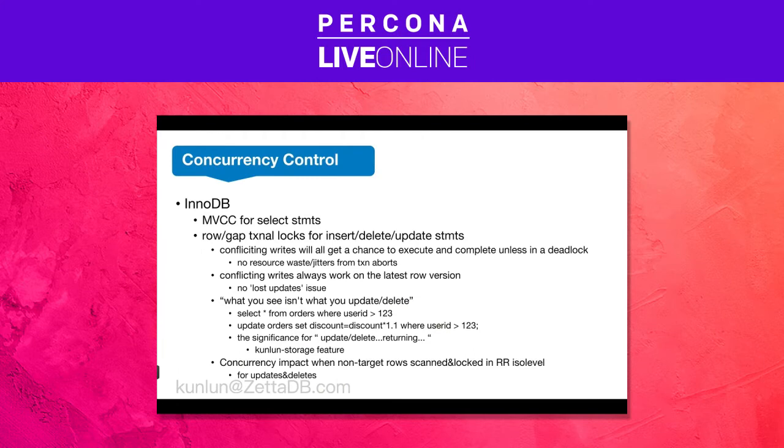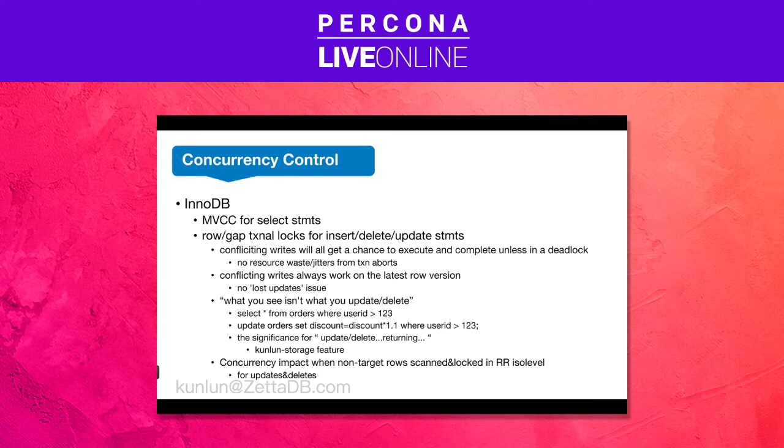Next, let's look at the concurrency control of InnoDB and PostgreSQL. InnoDB does MVCC for select statements, and it takes row or gap transactional locks for insert, delete, or update statements. By doing so, conflicting writes will all get a chance to execute and complete unless in a deadlock. So there will be no resource waste or jitters caused by transaction aborts. And conflicting row writes will always work on the latest row version.